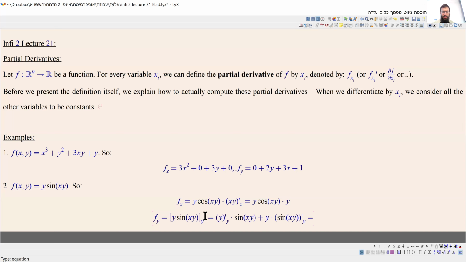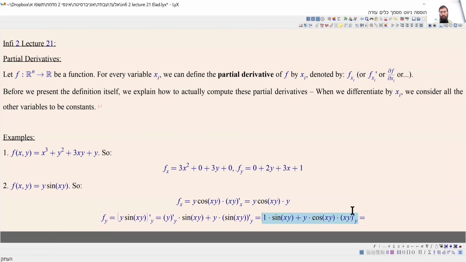Now, sometimes I write the variable and then do the derivative. So y by y is just 1. And sine by y is yet again cosine multiplied by the inner derivative. And here, the inner derivative by y is x. It is not y.